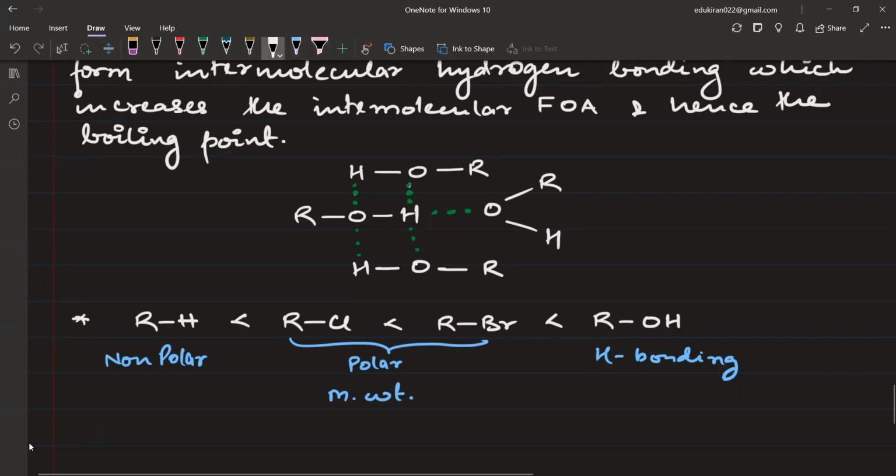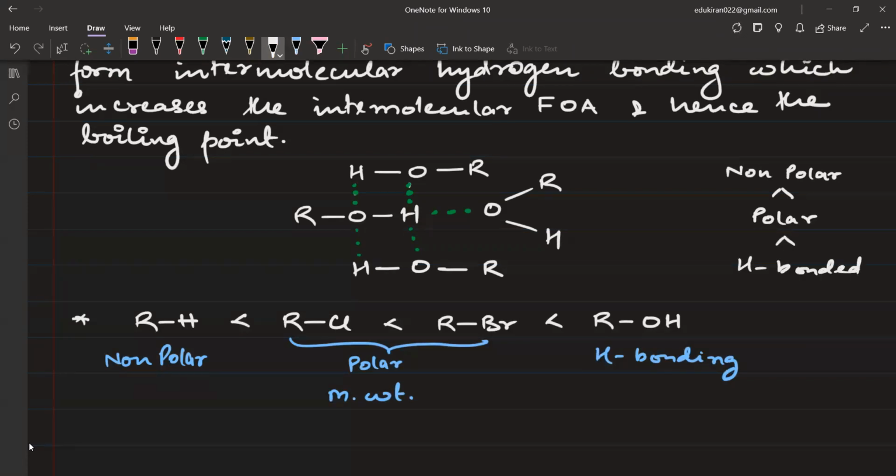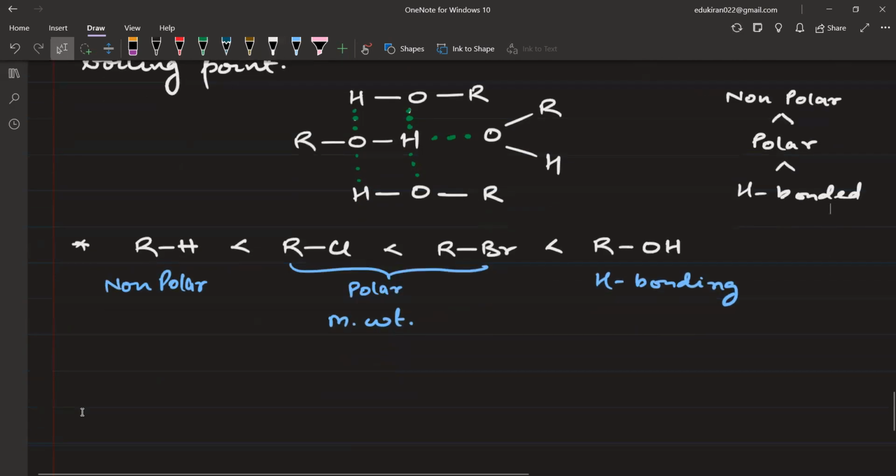Okay, so non-polar is lowest. Then we have polar molecules, and then we have hydrogen bonded. Now, if we have a tie in any one of these, then we will prefer the one with higher molecular weight. Also see higher molecular weight, or else check the branching also, if you have different types of branching there. Take the next one.